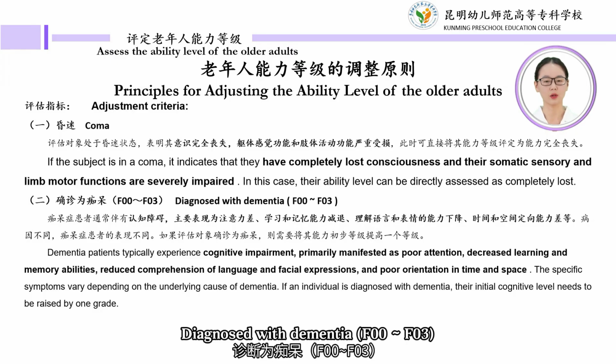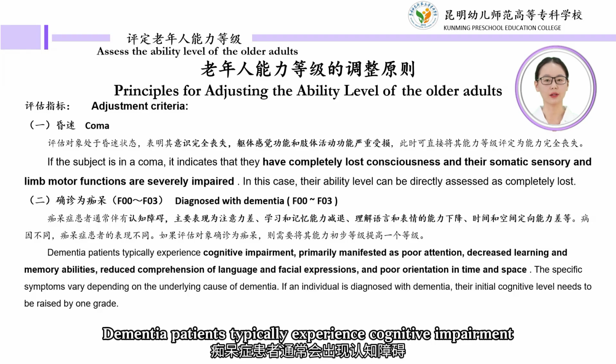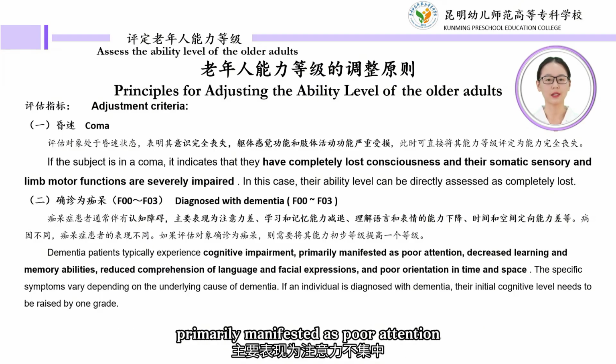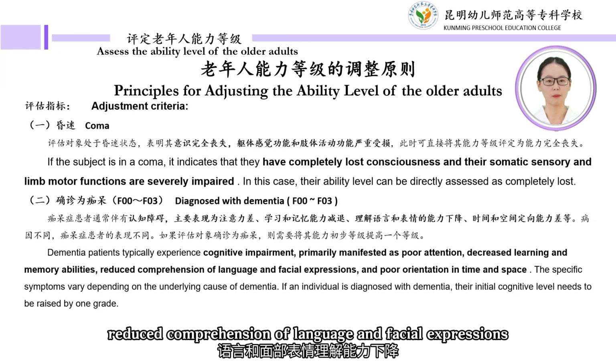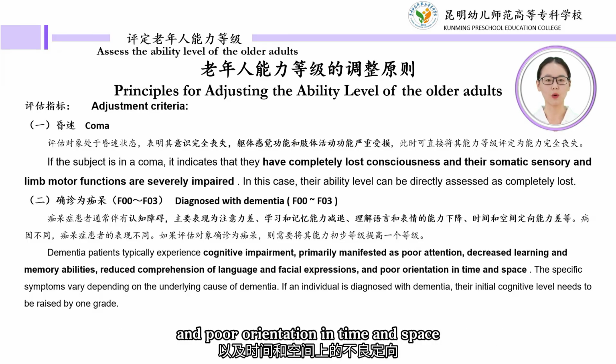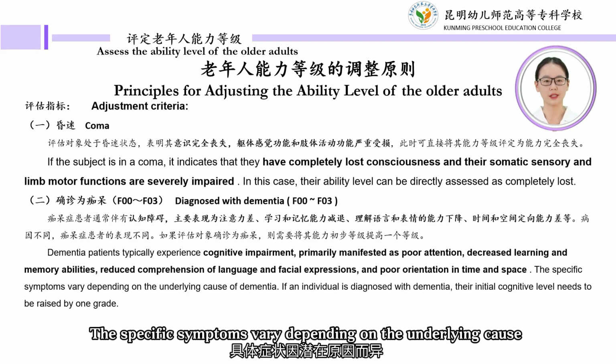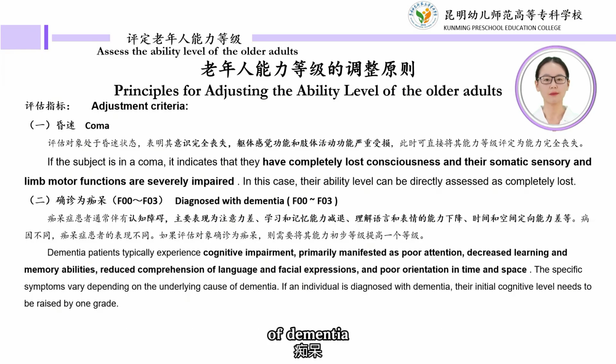2. Diagnosed with dementia F00 to F03. Dementia patients typically experience cognitive impairment, primarily manifested as poor attention, decreased learning and memory abilities, reduced comprehension of language and facial expressions, and poor orientation in time and space. The specific symptoms vary depending on the underlying cause of dementia.